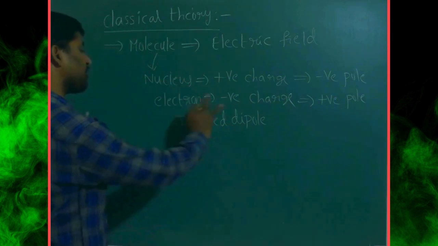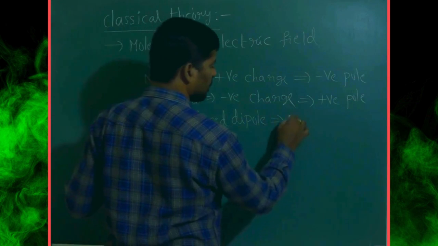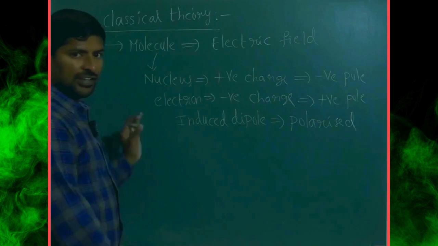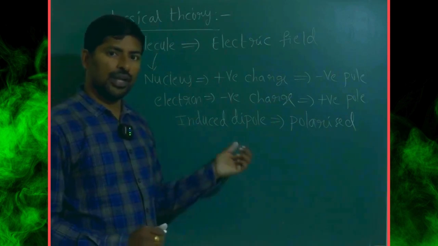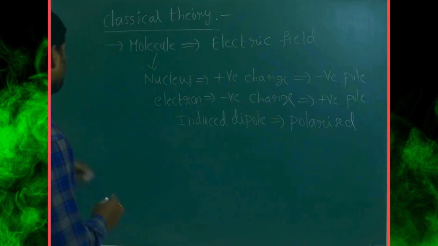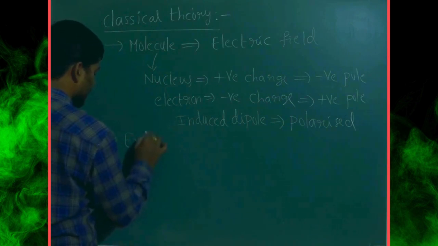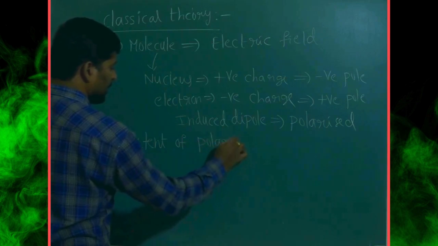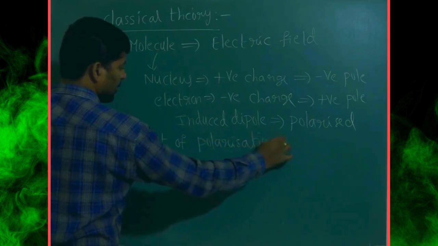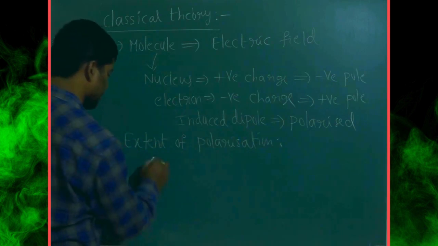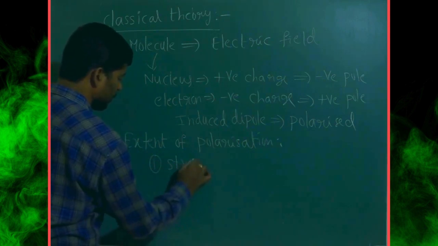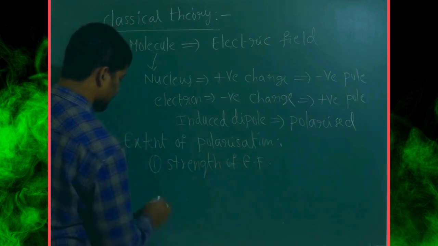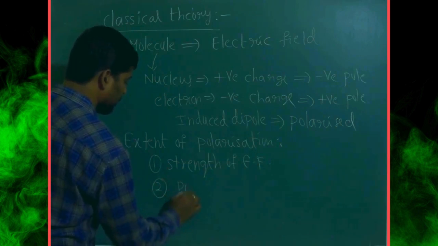If an induced dipole is created in the molecule, then such a molecule is said to be polarized, and this phenomenon is called polarization. The extent of polarization depends on two factors. One is the strength of the electric field we are applying. The second one is the polarizability of the molecule.